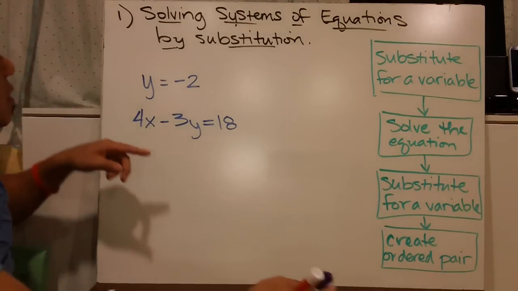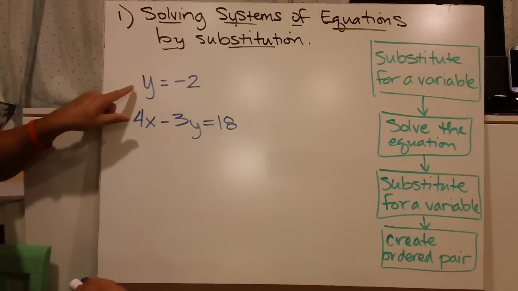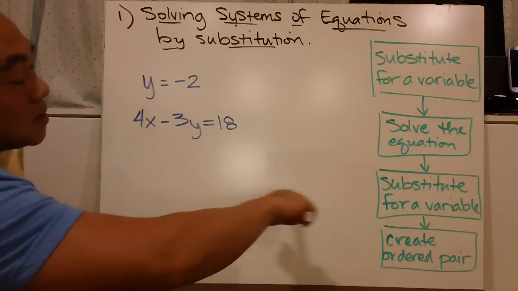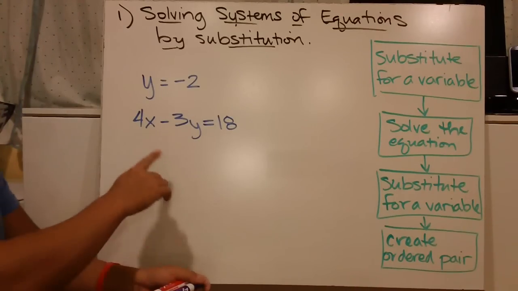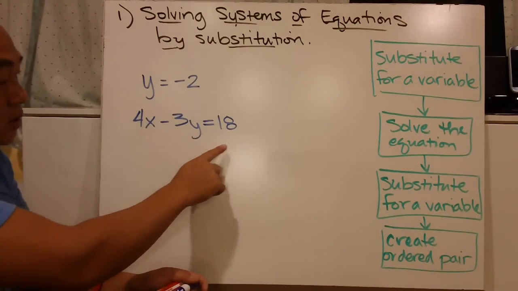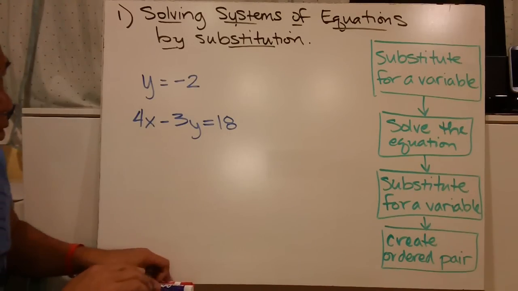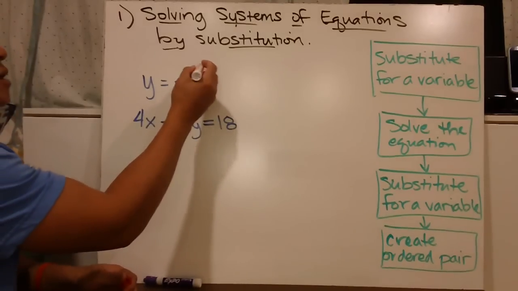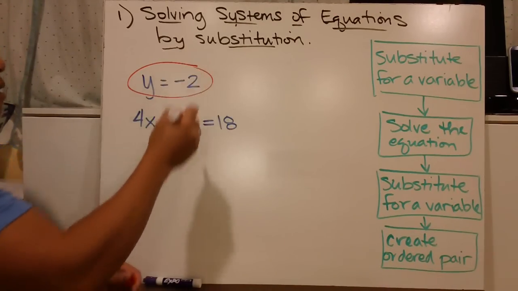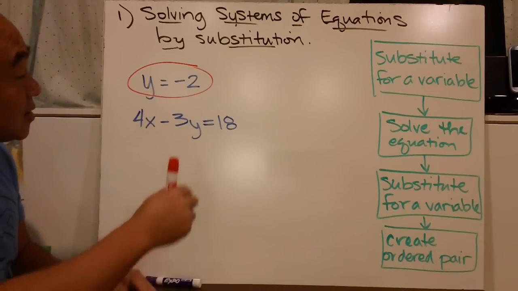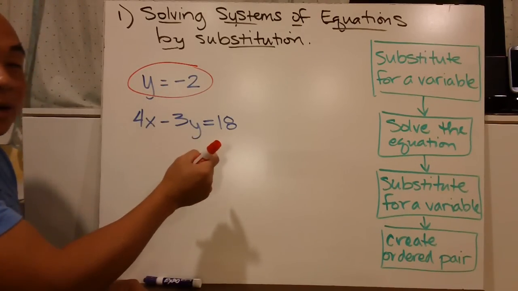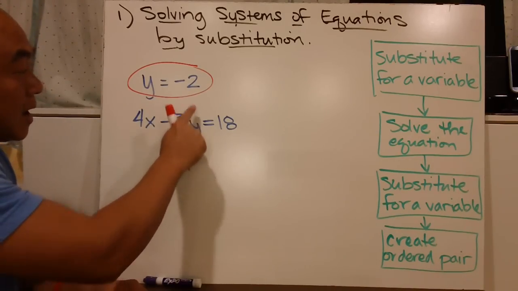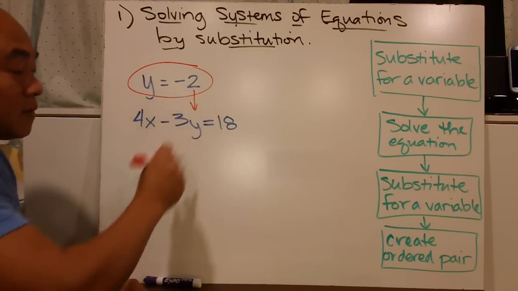Let's make it easy. Here we already have a line, y is equal to -2, and this is a horizontal line that goes across -2 on the y-axis. And then we have 4x minus 3y is equal to 18. All we're going to do here is, number one, substitute for a variable. This already makes it easy for us because y is equal to -2, which means all we have to do is find our other linear equation right here, and substitute for that y.